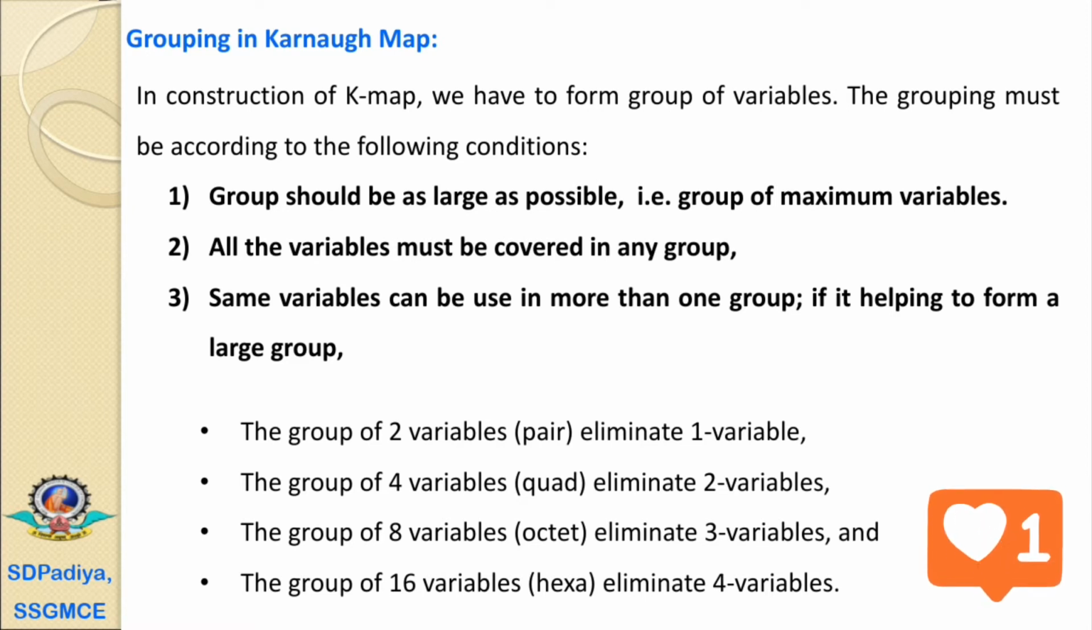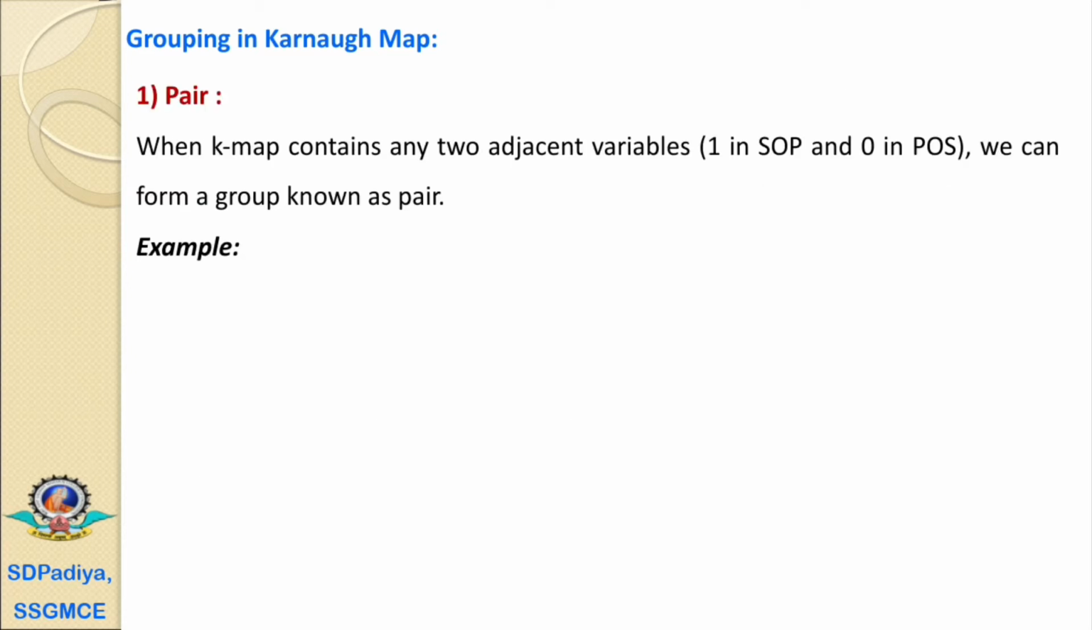The group of 2 variables will eliminate one variable, the group of 4 variables will eliminate 2 variables, the group of 8 variables will eliminate 3 variables, and the group of 16 variables will eliminate 4 variables. Now we'll move towards the types of grouping. The first is the pair, that is when the K-map contains any two adjacent variables, 1 in the sum of product and 0 in the product of sum, then we can form a group known as a pair.